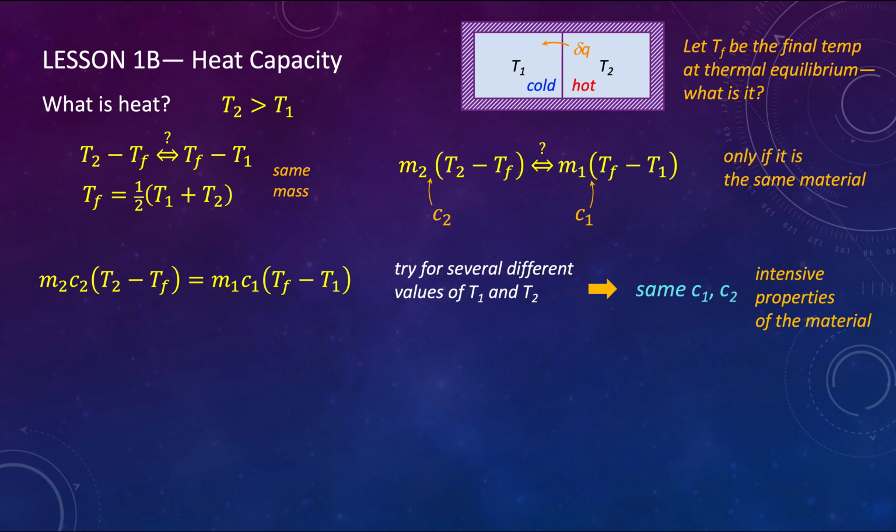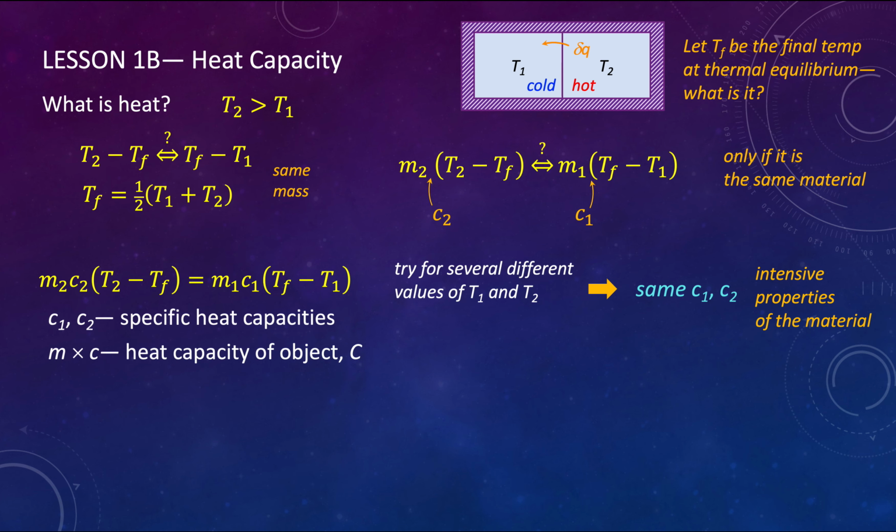Okay, so there is something that is very important about this. In fact, we have a name for this, and we call it the specific heat capacity of the material. So C1 and C2 represent the specific heat capacities of material 1 and material 2. Moreover, if this is an intensive property, when we multiply it by the mass, that is how we scale it up to be relevant for the whole object. So mass times the specific heat capacity gives us a heat capacity for the entire object.